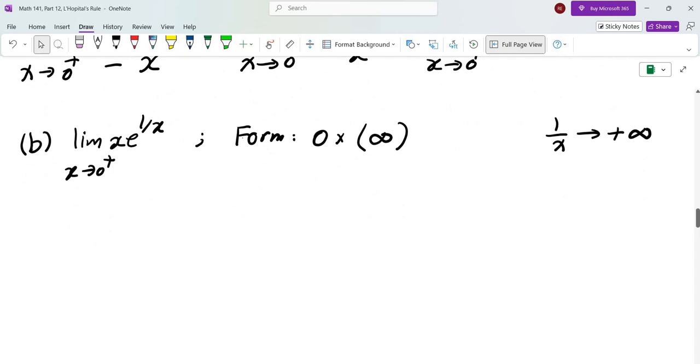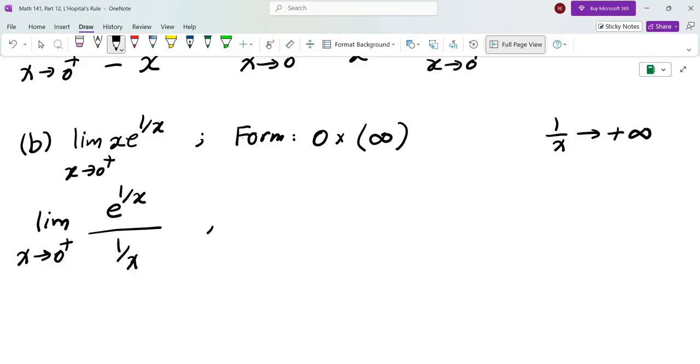So we can put one of them at the bottom and then use L'Hopital's rule. So let's put maybe x at the bottom. You can try really either one of them and see which one works, which one doesn't work. Sometimes both work, sometimes one works better than the other, and sometimes one of them doesn't really work. So we get e to the power of 1 over x over 1 over x. So this is infinity over infinity. So the form is infinity over infinity. So we're going to apply L'Hopital's rule.